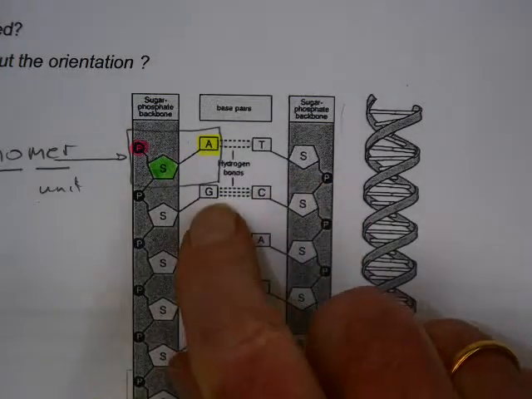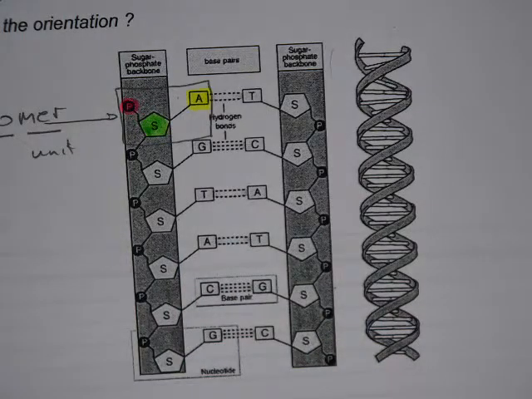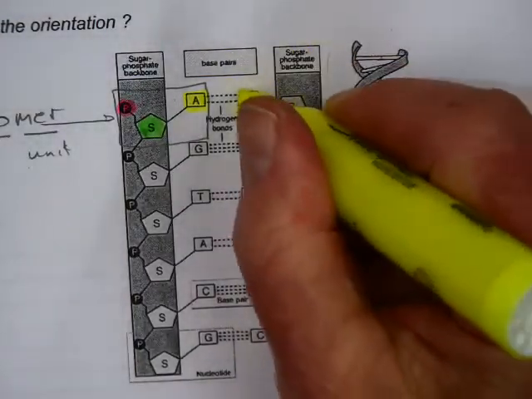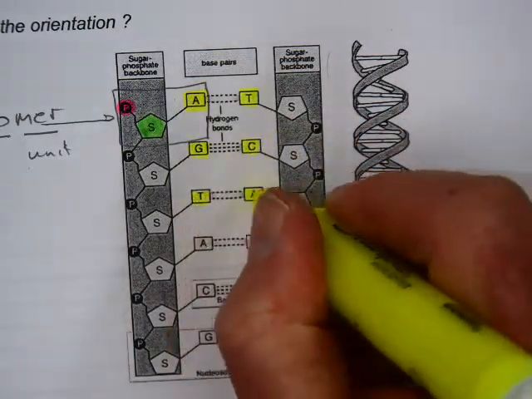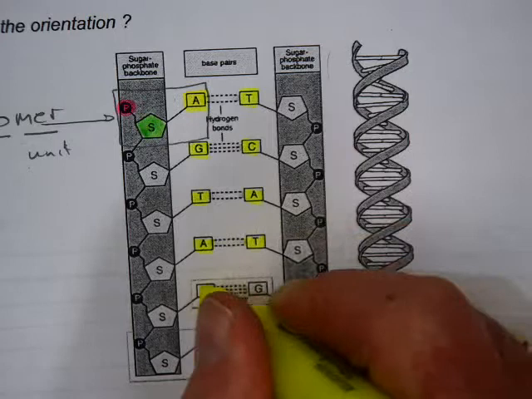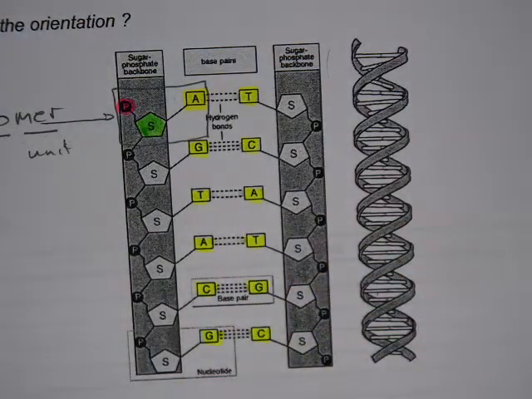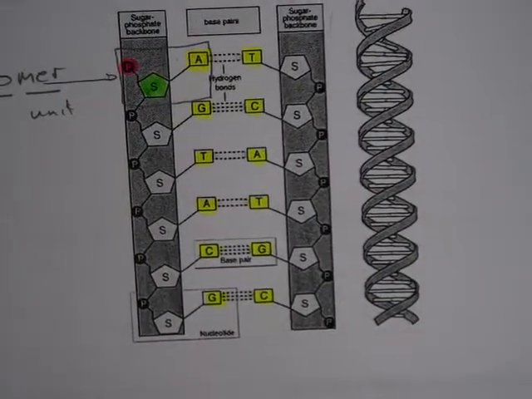The order of these nitrogen bases determines the genetic code for whatever gene is present. And that'll make more sense in a second. But it is this order that produces information to be passed from generation to generation. And that's what we're about, is passing information from generation to generation.